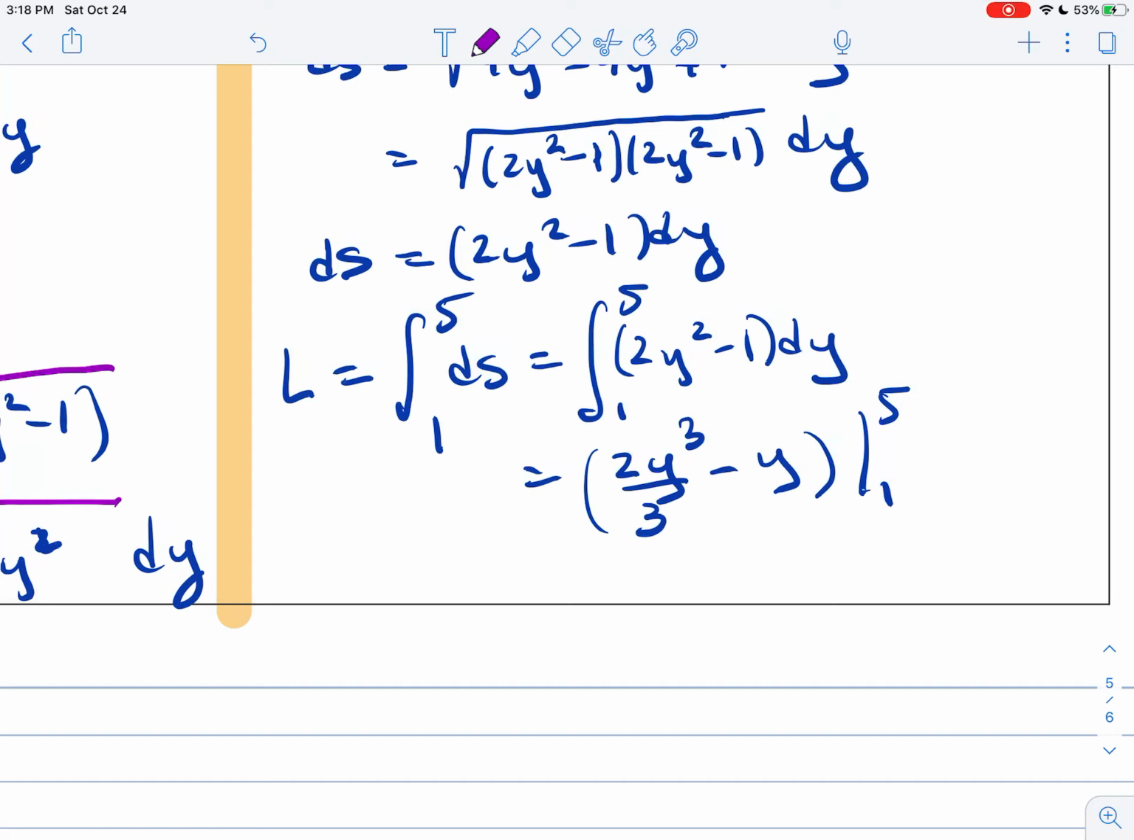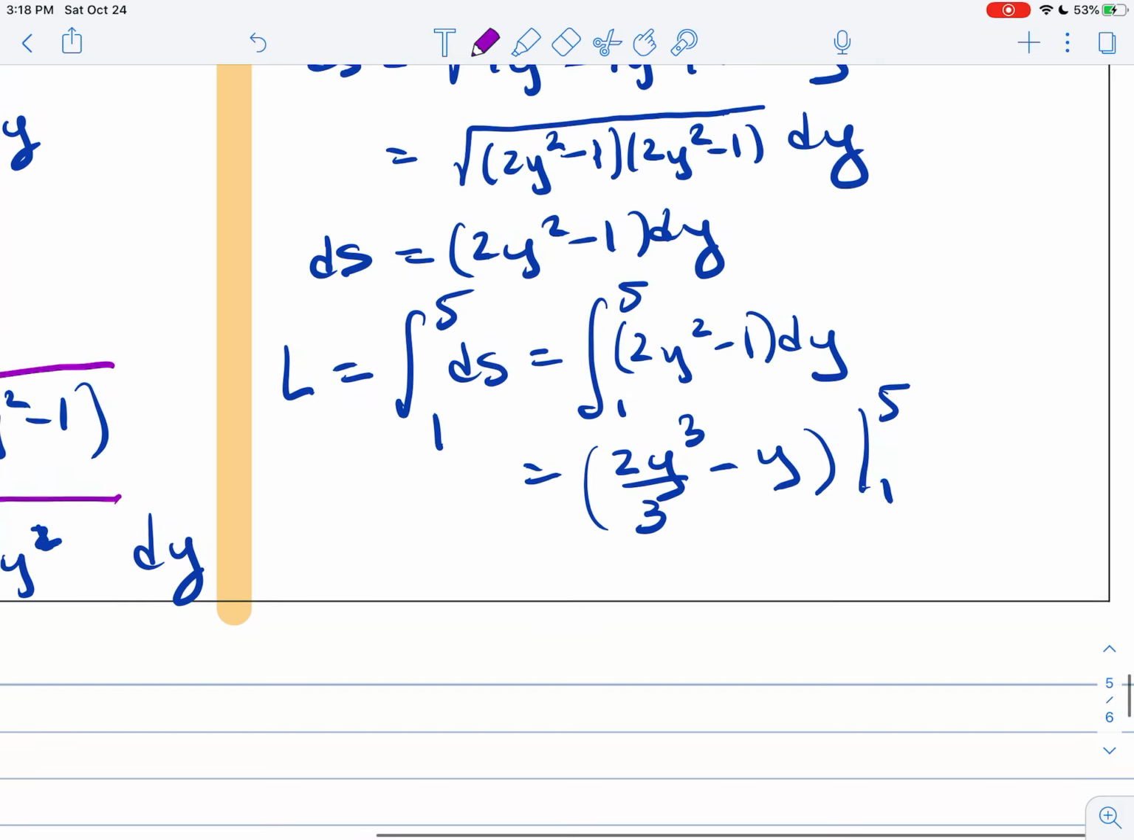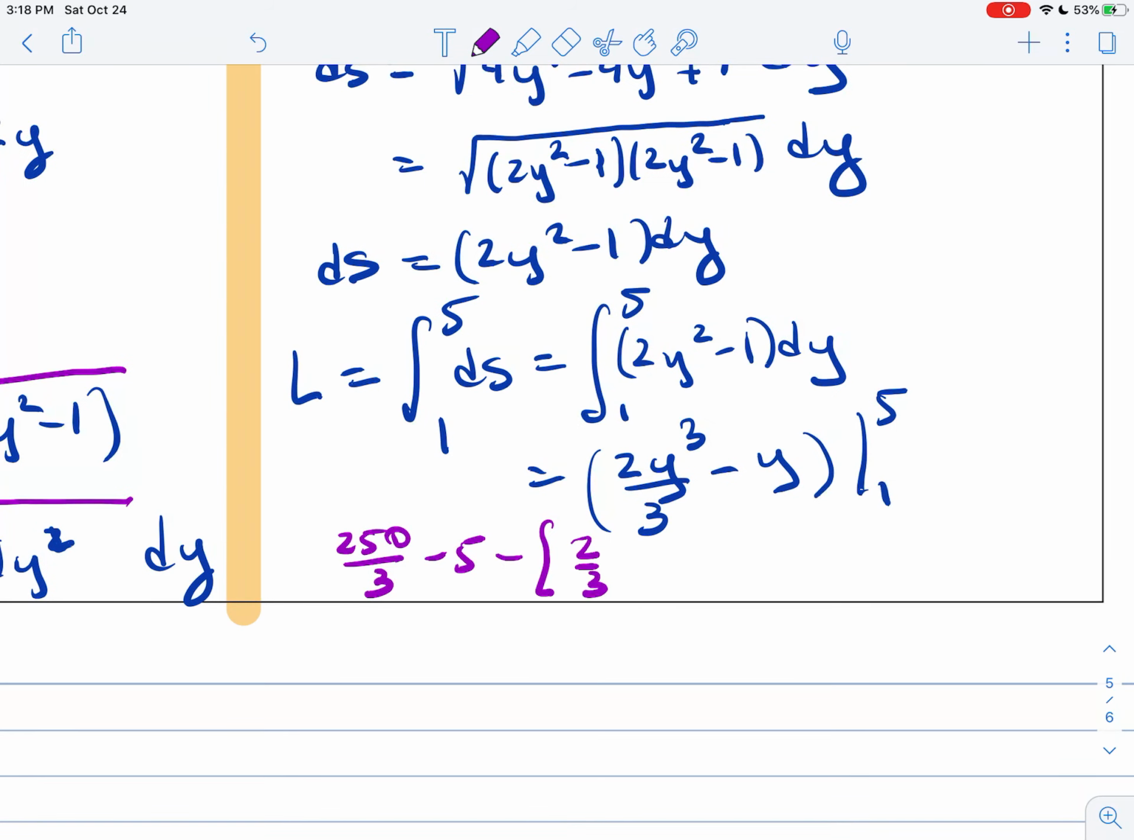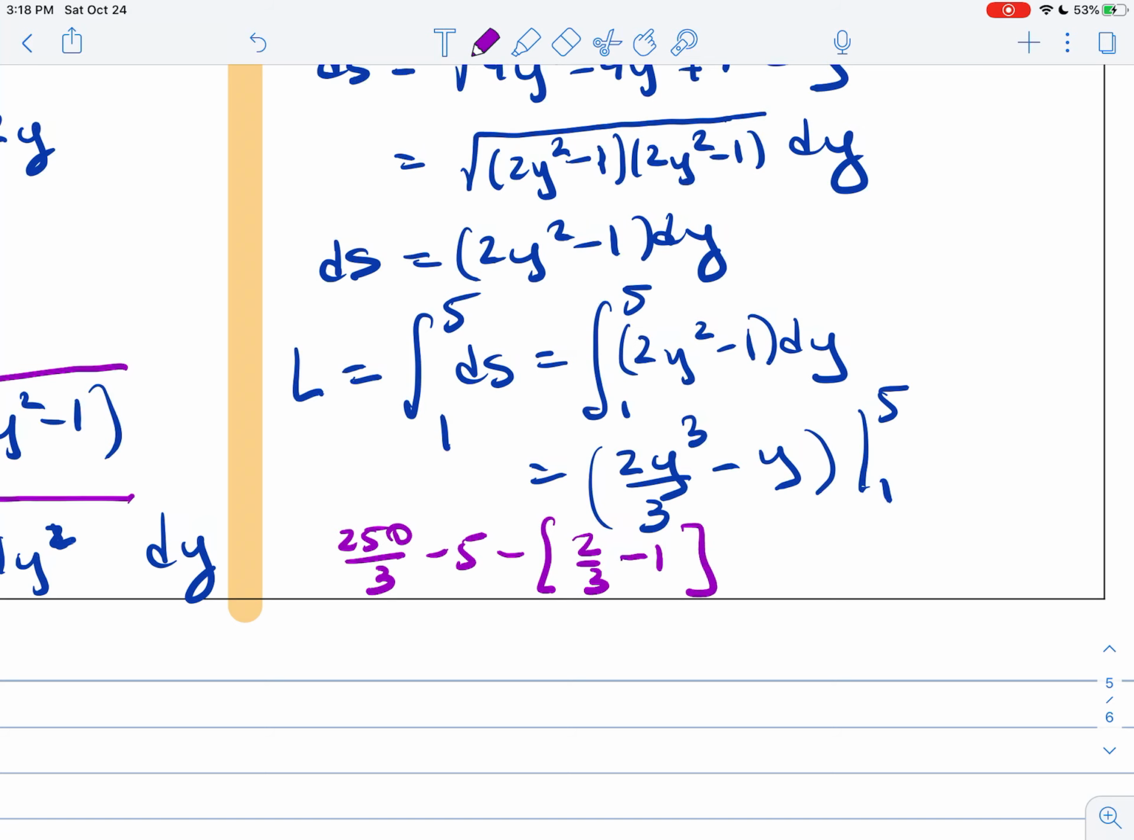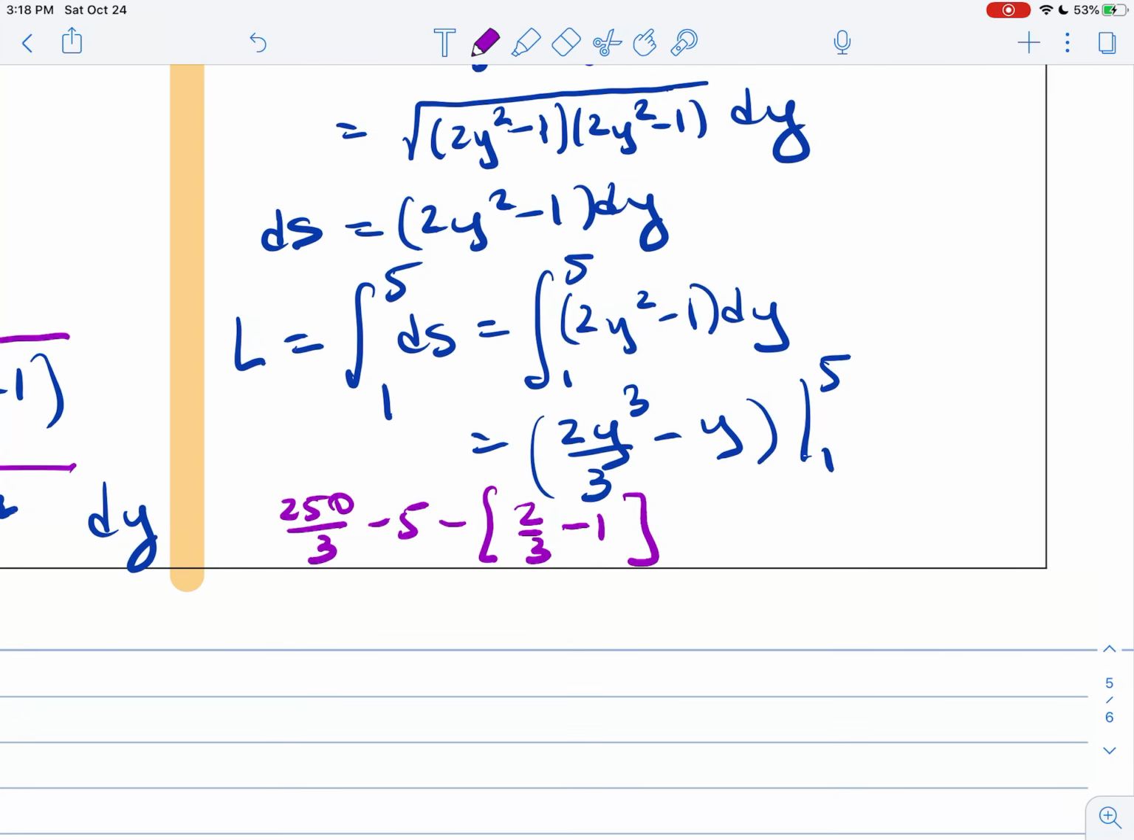And what are our values there? We end up with y cubed evaluated at 5 is 125. 125 times 2 is 250. So we have 250 over 3, and then we subtract 5, and then we want to take away 1, or the 2 evaluated at 1. That's our f of 5 minus f of 1, and we end up with minus 2/3, take away 1, and simplifying that, we end up with 248 over 3, and minus 5 plus 1 is going to be minus 4, and then you can simplify that to 1 fraction.